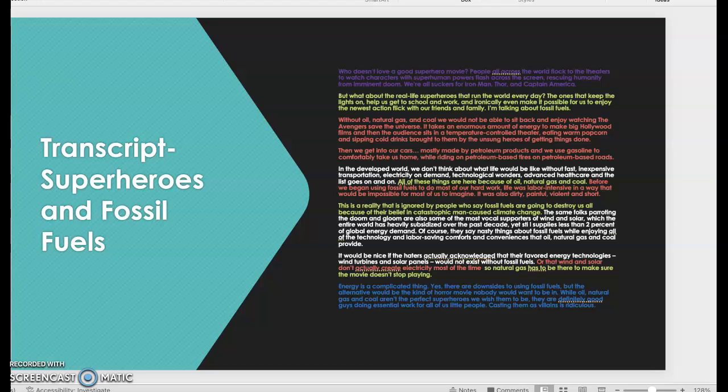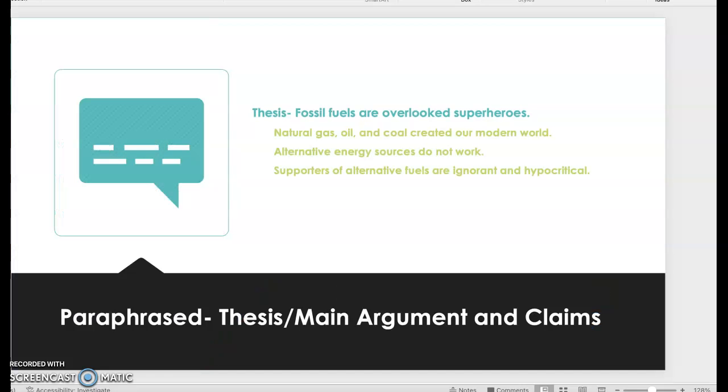When I go to write my summary of Superheroes and Fossil Fuels, I'll want to paraphrase the green parts and get a clear idea of what he is arguing. So what I did was take the top green and turn it into the thesis or overall argument, which is fossil fuels are overlooked superheroes. I know that this is likely the thesis or argument because it's mirrored in the title and it's talked about throughout the entire text. I also paraphrased the three claims to support the fact that they're superheroes. Natural gas, oil, and coal created our modern world. Alternative energy sources do not work.